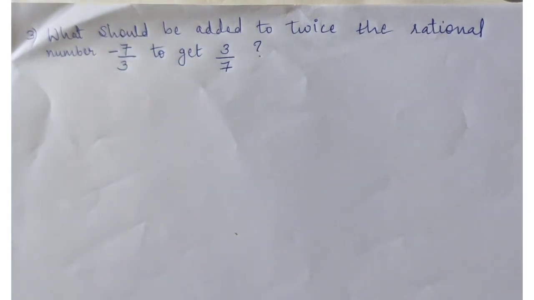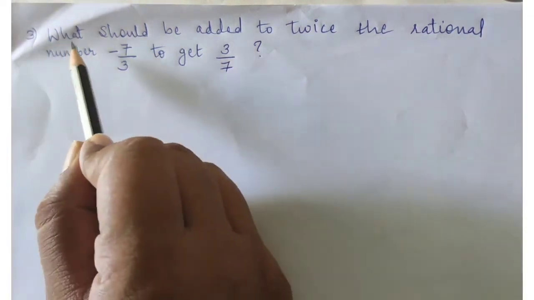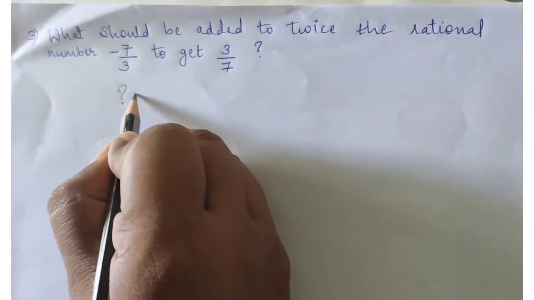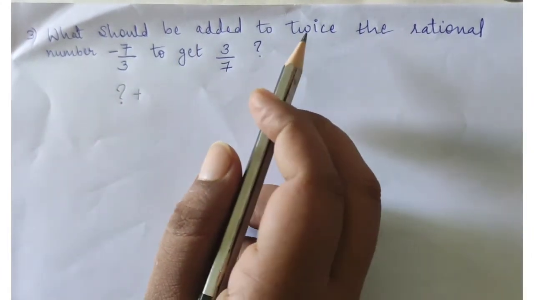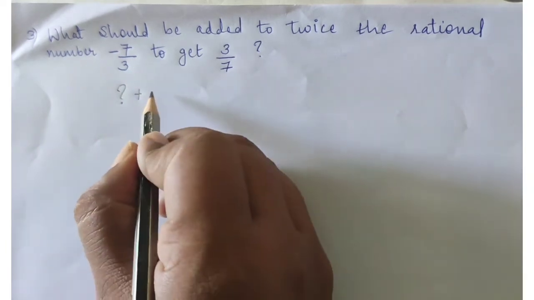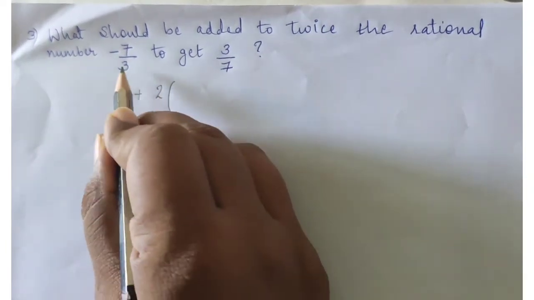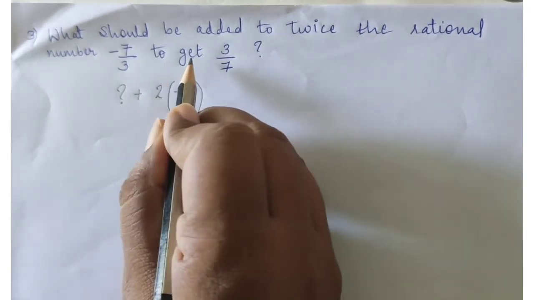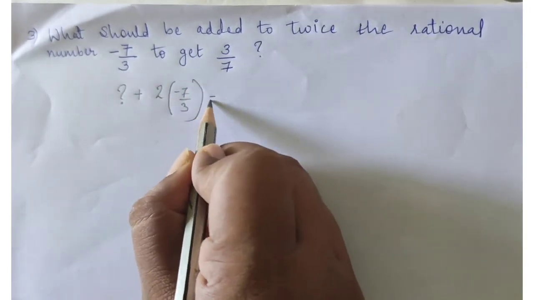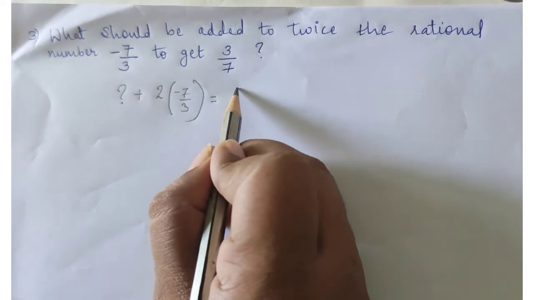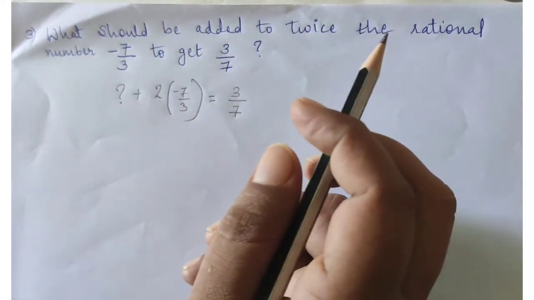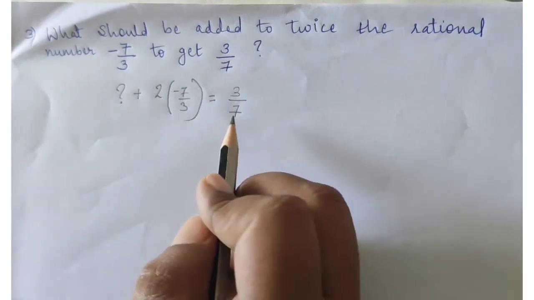So let us read again and understand how to form a linear equation. What should be added? So that is a question mark. What you should add to the twice of this rational number? So 2 times of this rational number is minus 7 upon 3. To get, meaning it will be equal to, 3 upon 7. So this is how the statement is further changed to a linear equation.